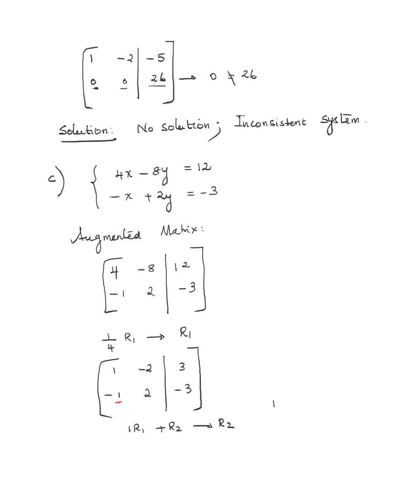Let me go to the next page. So when we do that, we get 1, -2, 3, and the last row we are getting 0, 0, 0. And of course, from the last row, we get 0 plus 0 equal to 0, which is true, because that implies 0 equal to 0. That is true. That means we are getting infinite solutions here. The system is consistent though.